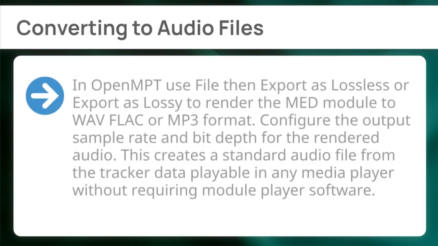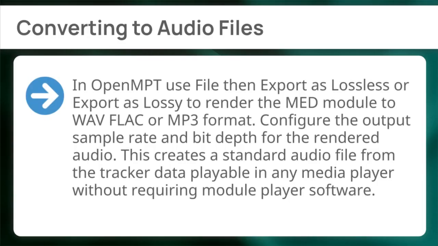Finally, converting to audio files. In OpenMPT, use File then Export as lossless or Export as lossy to render the MED module to WAV, FLAC or MP3 format. Configure the output sample rate and bit depth for the rendered audio. This creates a standard audio file from the tracker data, playable in any media player without requiring module player software.